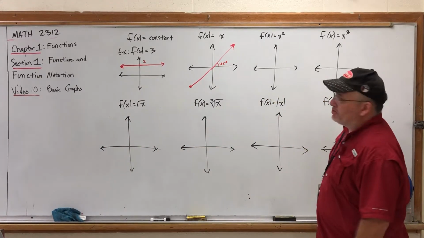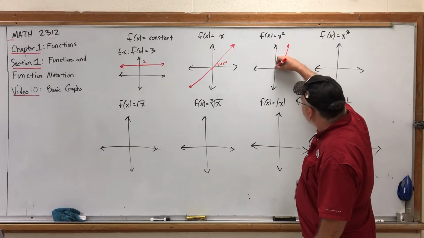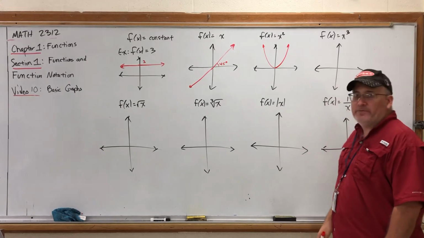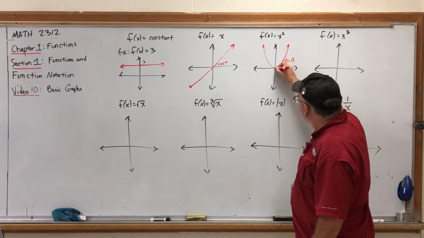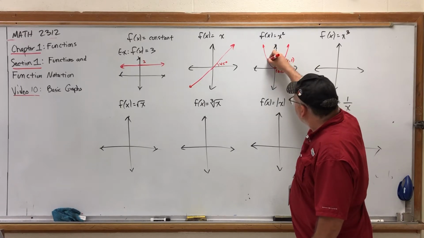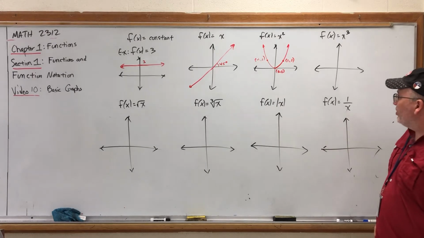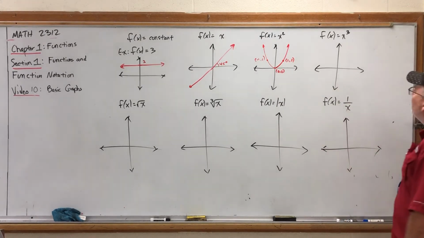F of x equals x squared, we've already discussed. It's a parabola whose vertex is at the origin and opens upwards. You can locate some specific points to find its exact position. For example, the point 1, 1 is on it, so is the origin, so is the point -1, 1. In fact, you'll notice that the origin and 1, 1 are going to be on a lot of these graphs.